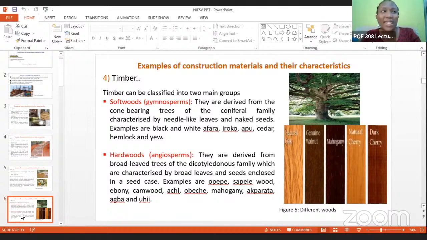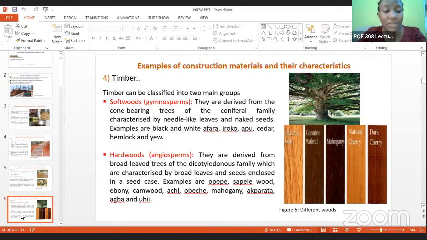But when we are talking about kiln seasoning, it means you are going to use sophisticated equipment, and of course it requires specialists because you are using sophisticated equipment. It is definitely not just packing in an open shed so that natural air will dry it. So we have the two common ones, though we have other types that are not common. We have the air and we have the kiln. That is what we call seasoning of your timber.